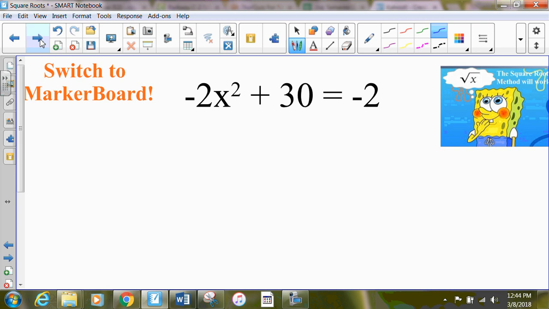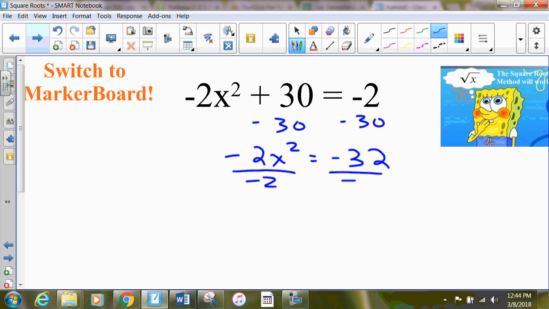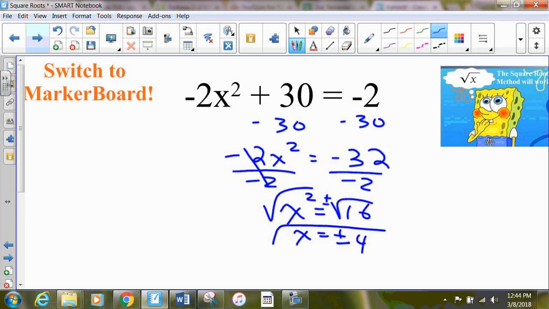All right, you're back. Hopefully on your marker board you subtracted both sides by 30. You divided both sides by negative 2. And you took the square root of both sides, and you got x equals plus or minus 4.